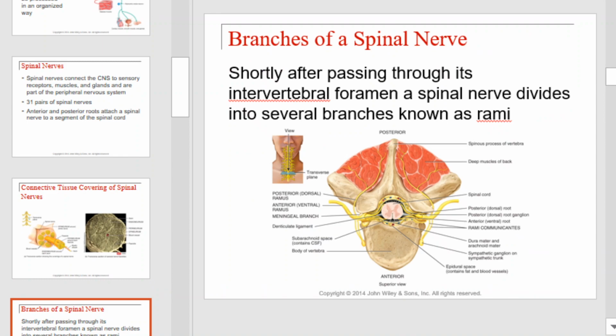Branches of a spinal nerve. Shortly after passing through its intervertebral foramina, a spinal nerve divides into several branches known as rami. Those are illustrated in the diagram below.